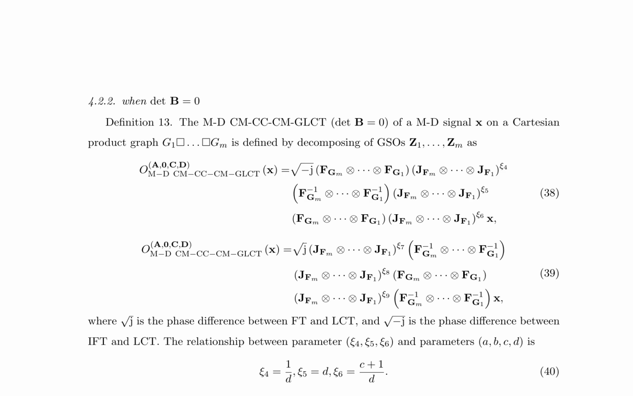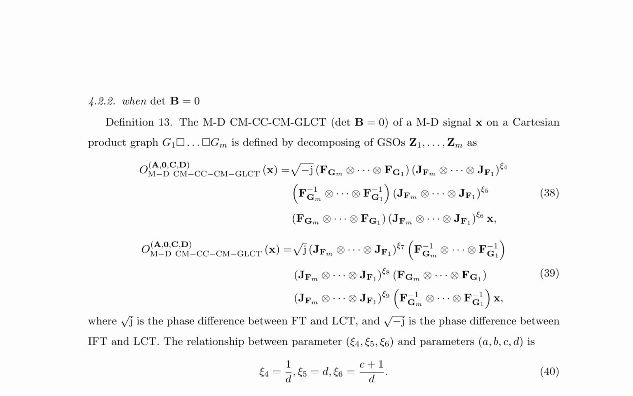The M-D CM-CC-CM-GLCT is defined for a M-D signal X on a Cartesian product graph G1 hollow square GM when det B equals 0. This definition is presented in equations 38 and 39, where the M-D CM-CC-CM-GLCT is decomposed into the product of generalized Stockwell transforms and inverse Fourier transforms.